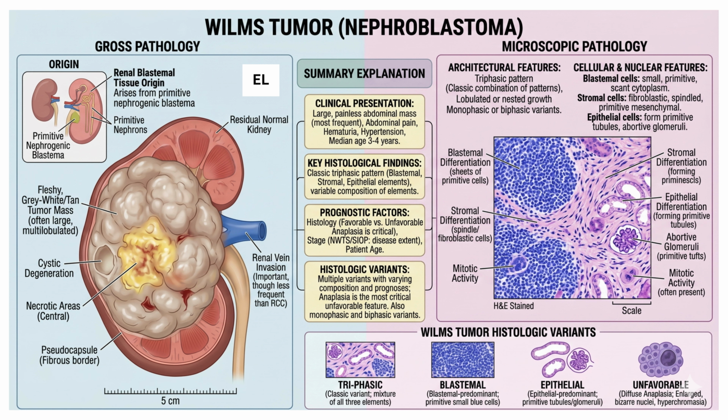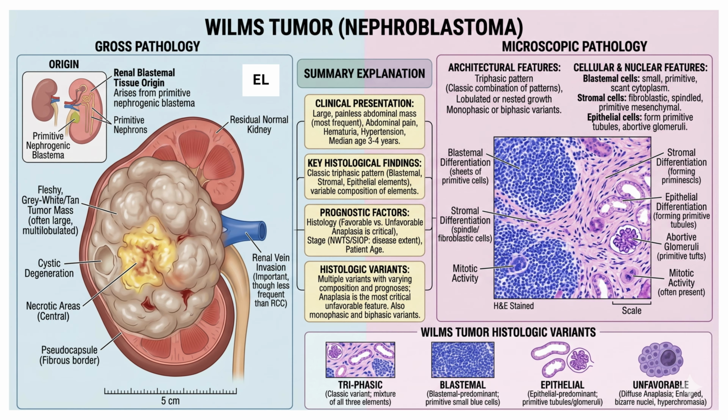Anaplastic cells show enlarged bizarre hyperchromatic nuclei and abnormal mitotic figures. The presence of diffuse anaplasia indicates aggressive tumor biology and is considered one of the most important adverse prognostic factors in Wilms tumor pathology. The image also emphasizes prognostic factors beyond histology.